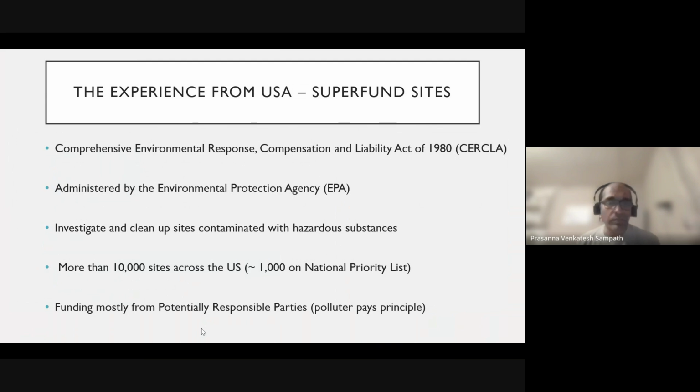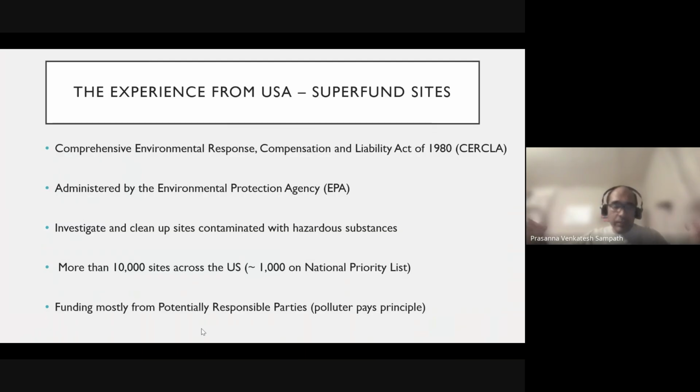Okay, so that is what is called the potentially responsible parties, right? So you identify who is the party that caused this pollution, and then you recover the money from them in order to clean up these sites. Okay, now imagine the challenge of these 10,000 sites across a vast country.